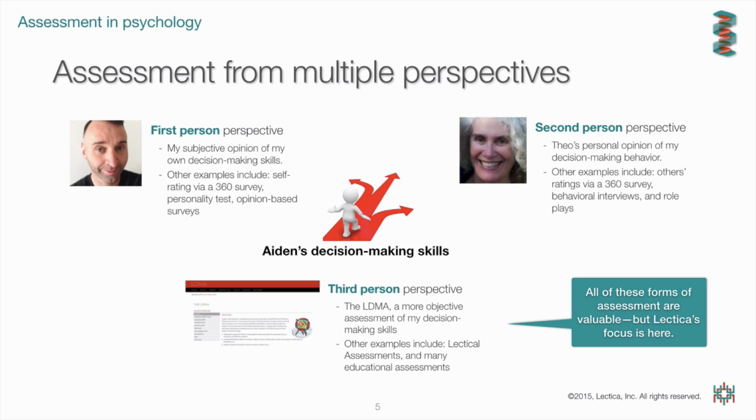However, as we scan the history of adult psychology, it's easy to see that there's been a very strong emphasis, some people might say an overemphasis, on first-person and second-person perspectives. This is why so many psychological instruments are surveys. While surveys are a useful way of gathering opinions and exploring attitudes, they don't directly assess human performance. Lectica's third-person perspective, which focuses on the assessment of skills, fills a gap in adult assessments by offering insights which we can't obtain via any other means.